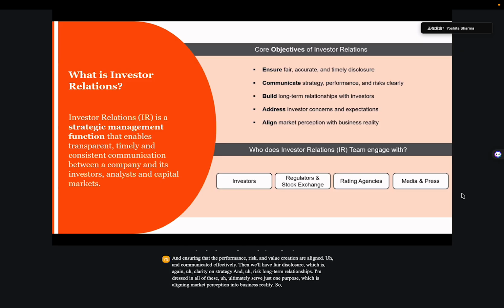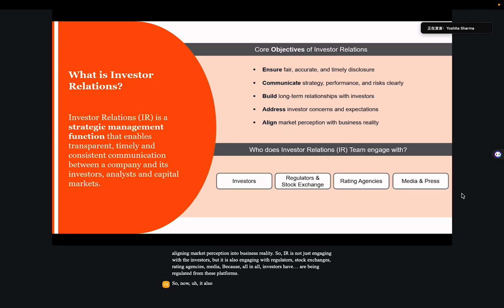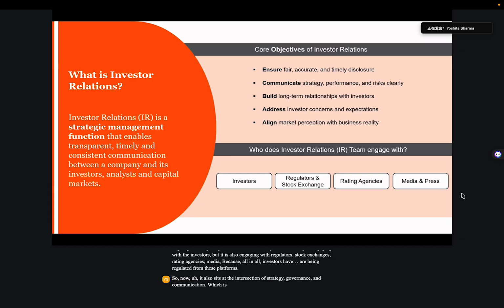So IR is not just engaging with the investors, but it is also engaging with regulators, stock exchanges, rating agencies, and media, because all in all, investors are being regulated from these platforms. It also sits at the intersection of strategy, governance, and communication, which is critical for a stakeholder-facing role, and it makes or breaks the image of an organization.